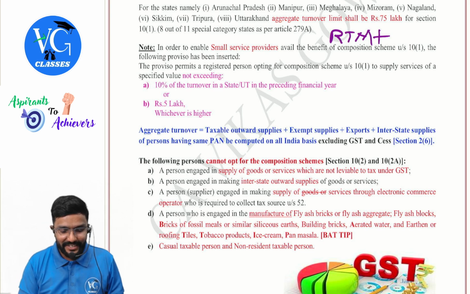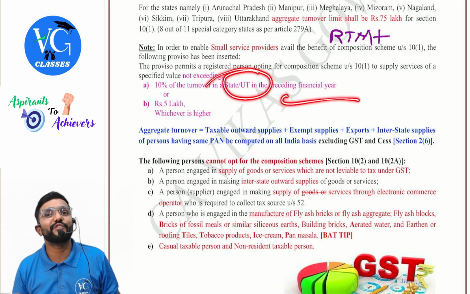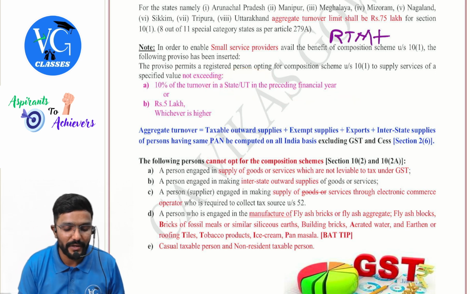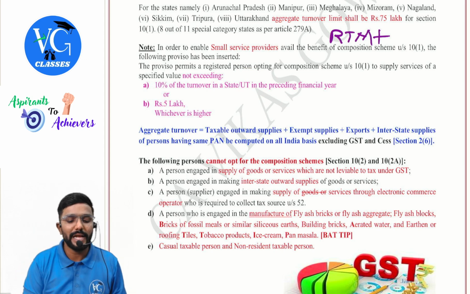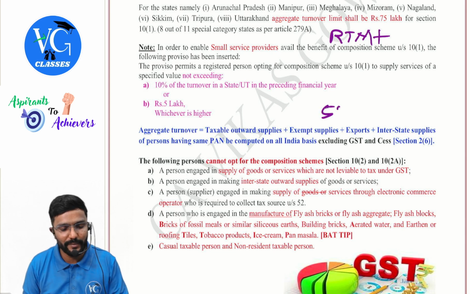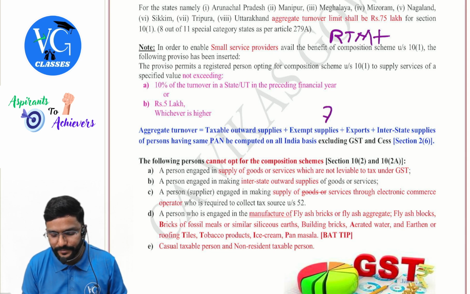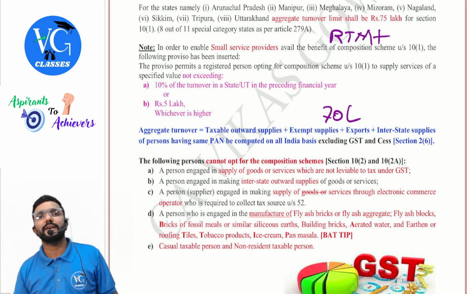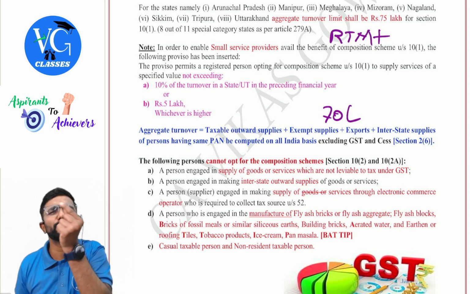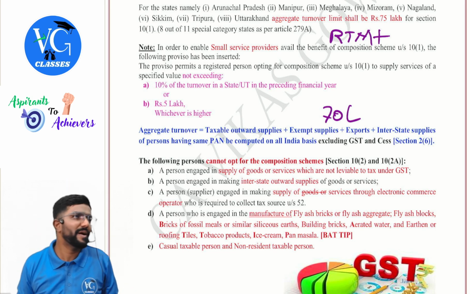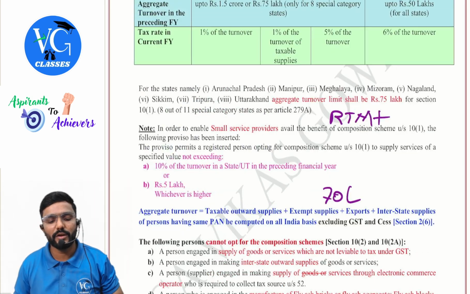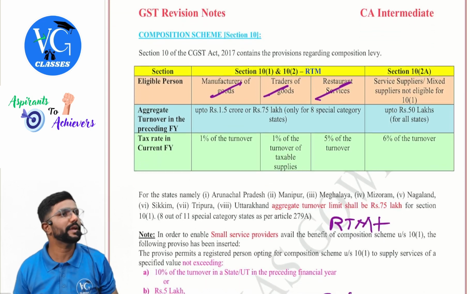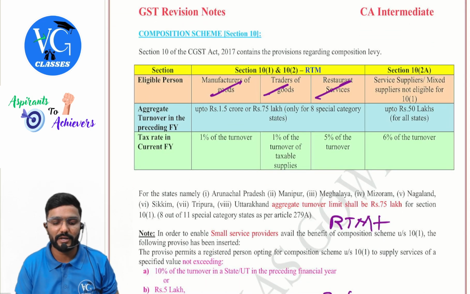Not exceeding 10% of the turnover in the state or union territory in the preceding financial year or 5 lakh, whichever is higher. Now listen, guys. I am already a manufacturer. Last year my turnover was 70 lakh. In the current year, I also want to provide one professional service. Can I provide? Yes. Can I bring even professional service under composition scheme? Yes. Sir, your professional is not covered now, sir. It's okay. I'm already a manufacturer, covered here.